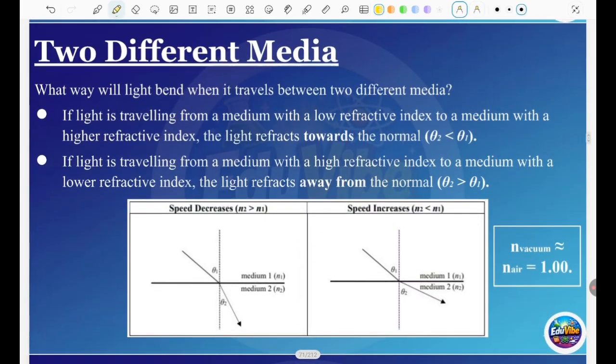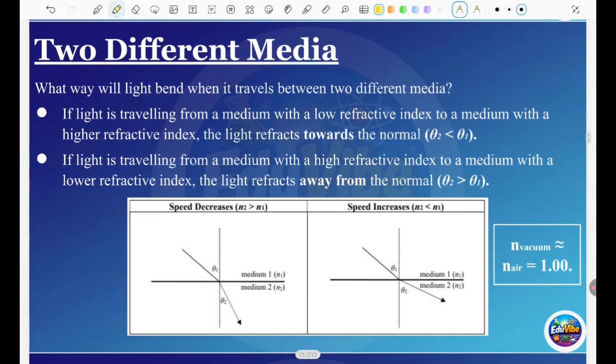We have two different media. We always have two different media or mediums. So it depends on something. They have two cases. In what way will light bend when it travels between two different media? So there are two different possibilities to know how the light bends. If the light is traveling from a medium with a low refractive index to a medium with a higher refractive index, moving from lower to higher, it refracts towards the normal.